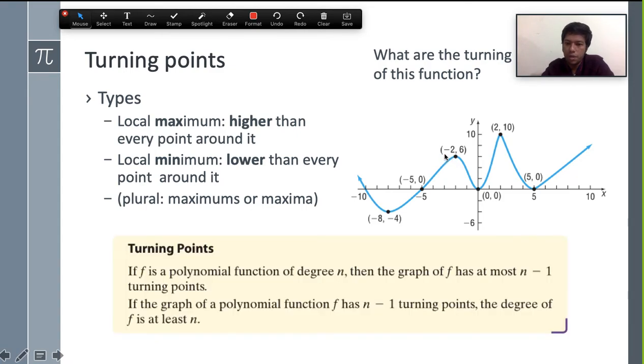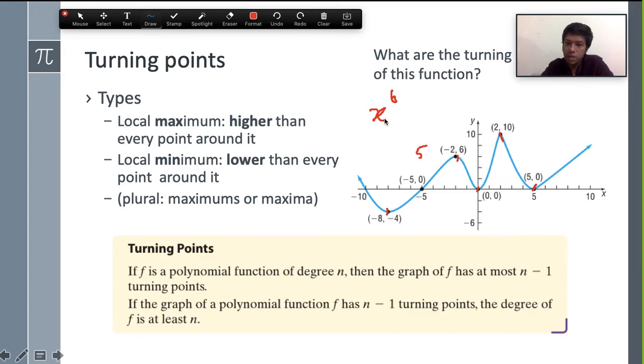If a polynomial function has degree n, it can have at most n minus 1 turning points. What does it mean? See how many turning points this graph has: 1, 2, 3, 4, 5. That means the degree of this polynomial function was maybe 6, because it has 5 turning points.